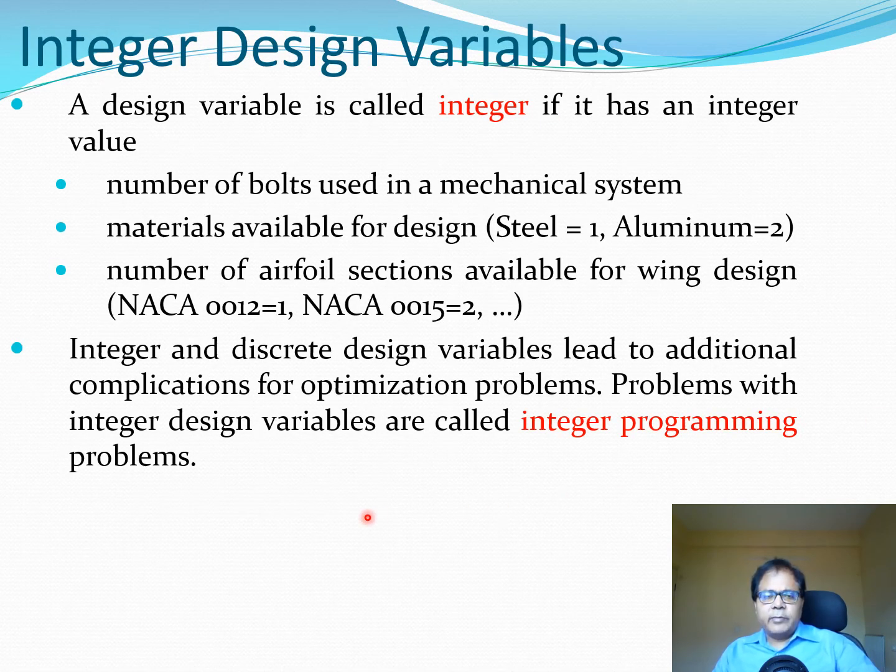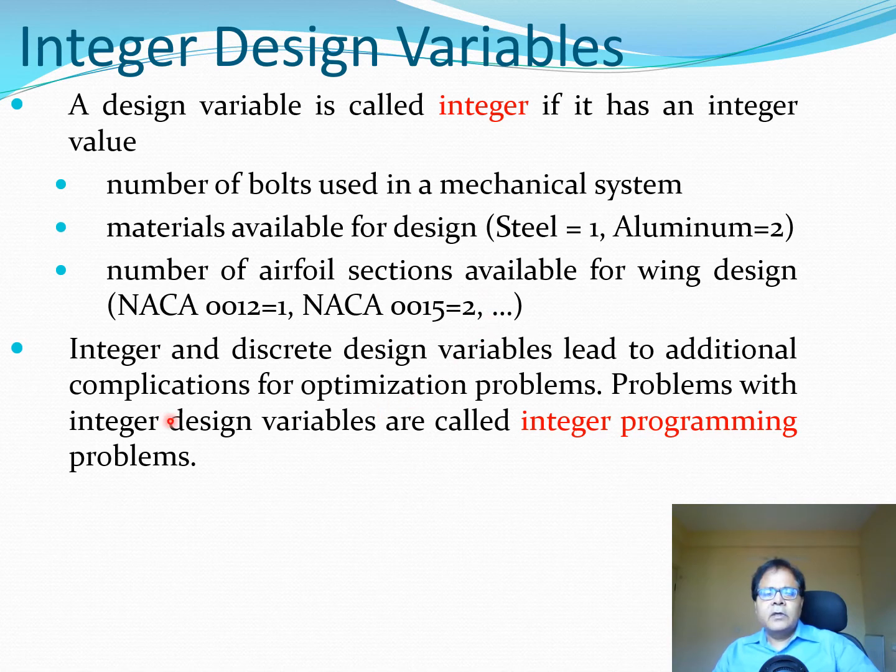Now, one more situation happens if the design variable is an integer. For example, if we are talking of the number of bolts used in a mechanical system, or materials being present for design. So maybe we have a set of materials which we can select for a particular design, and again, you can select one material or the second material. So we can classify all these by some numbers. Similarly, we may have a number of airfoil sections which we are using for wing design. So we may classify different sections here as 1, 2, 3, and so on. So again, the optimizer would have to search this particular design space, which is not expressed in terms of continuous design variables.